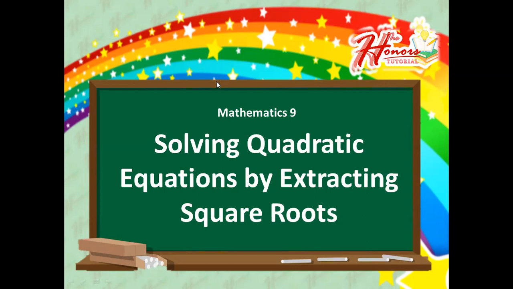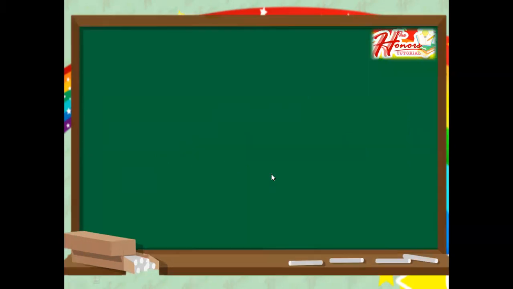Our topic for today is about solving quadratic equations by extracting square roots. This is for Mathematics 9. Let us have our example, that is x squared equals 25. And this is how you are going to solve for it. Write solution here.